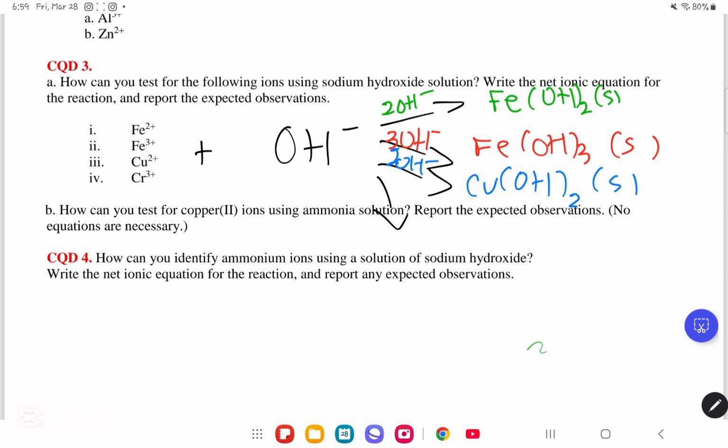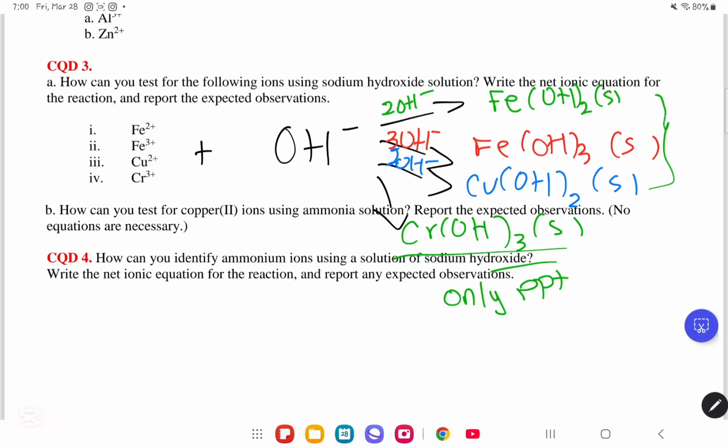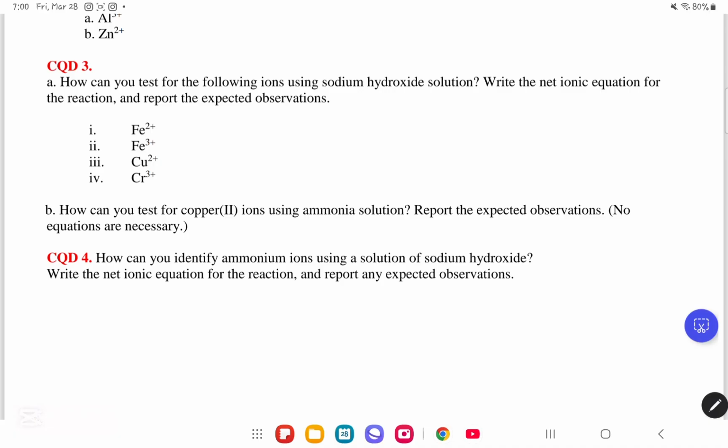And now finally, when you're reacting Cr3+ with OH-, it will produce Cr(OH)3, which is a solid. Its color is a green precipitate. And I think this precipitate is the only one out of all of these that dissolves in excess. To balance it, you're going to be putting 3OH-. That is it for CQD number 3. We will now move on to part B of CQD number 3.